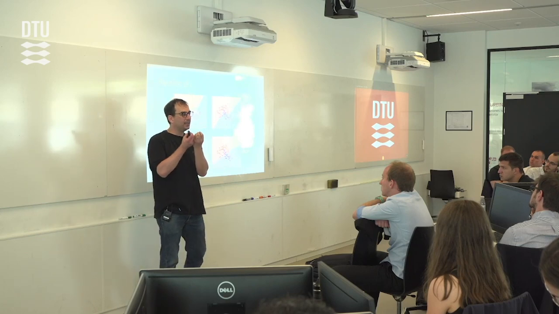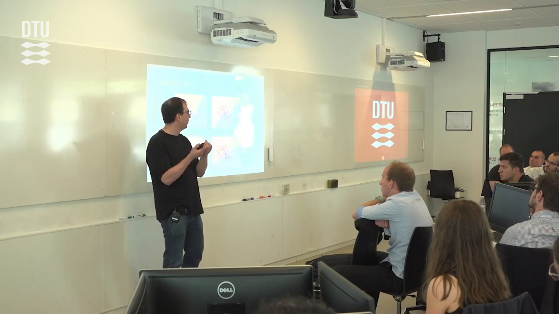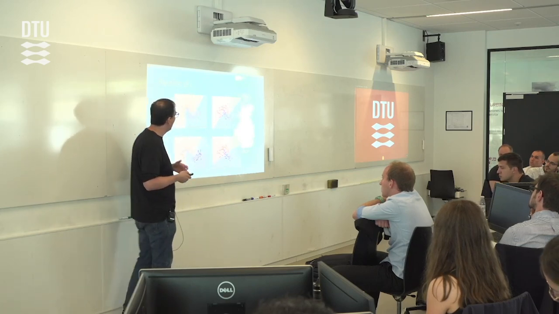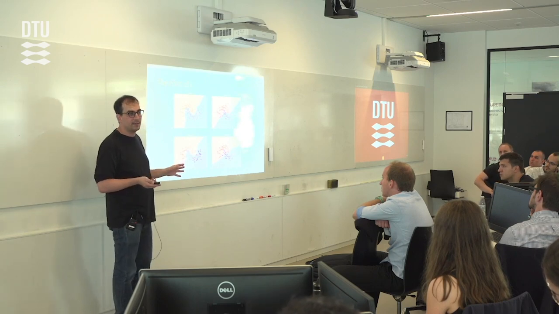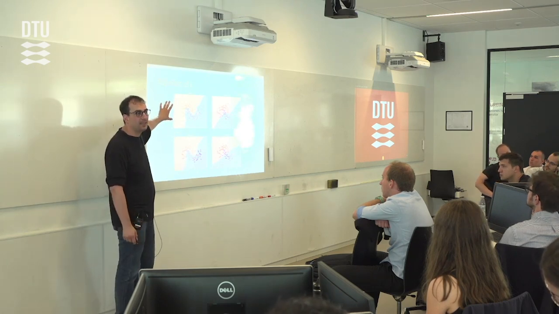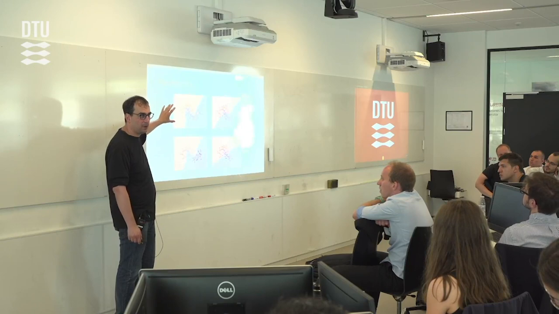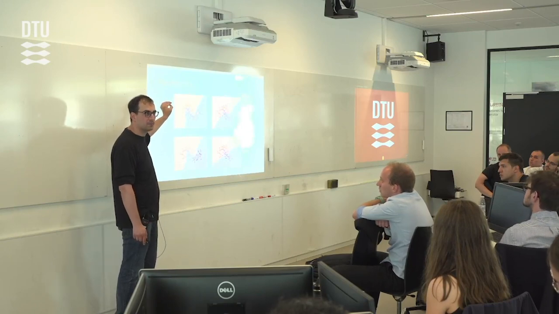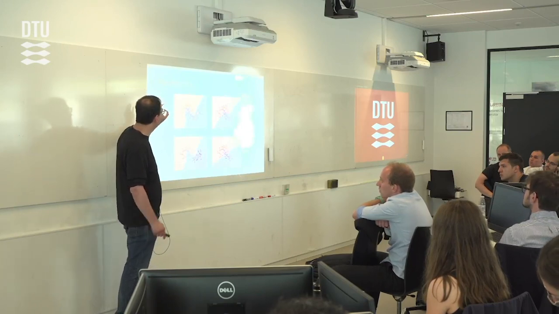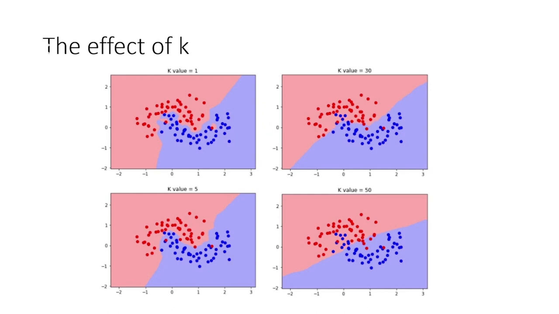So k is a simplicity parameter here. Which k to choose, I have no idea. But this is an example of a metaparameter, or a hyperparameter, of an algorithm. How many neighbors? This is sort of the first example of a metaparameter.